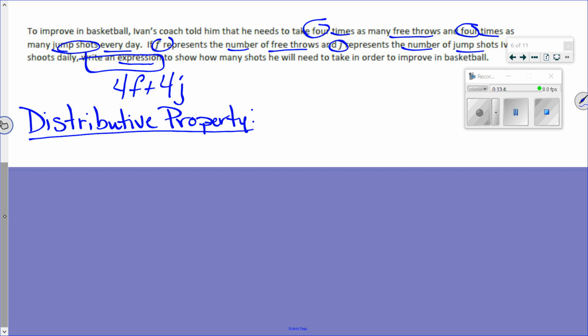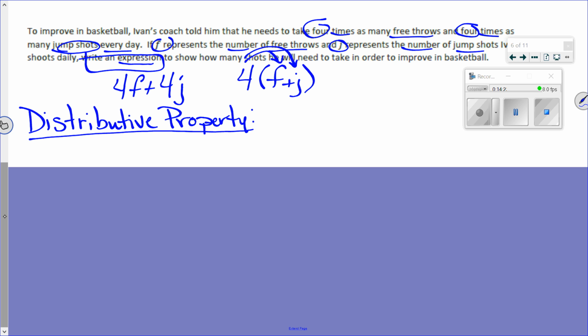But the distributive property works in 2 ways. I can either consolidate common factors between terms and pull them out, or I can take a term that is outside and distribute it to the inside. So what is the common term I have between 4F and 4J? 4. So I could rewrite this using the distributive property as 4 times the quantity F plus J. So when it says use the distributive property, what it's saying is I take the 4 that's on the outside and distribute it to each of the inside terms, and I get this.